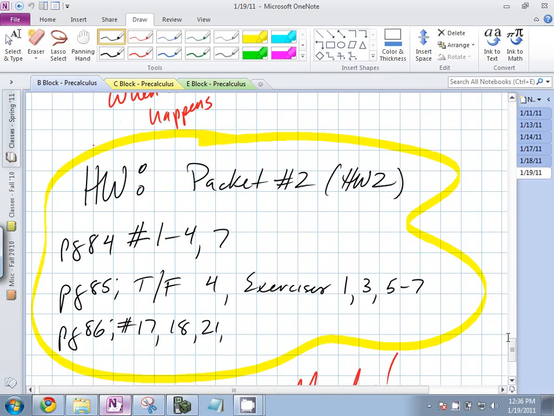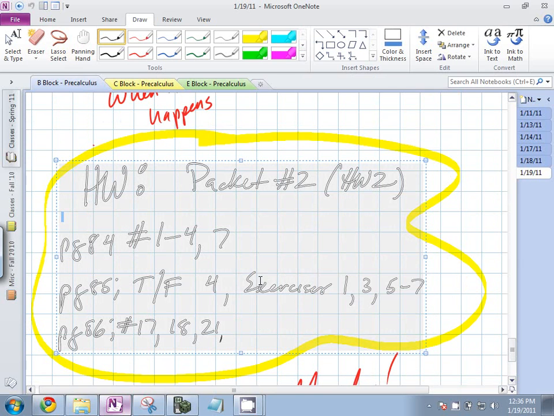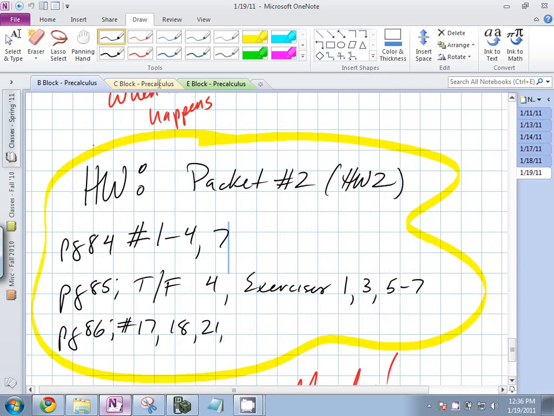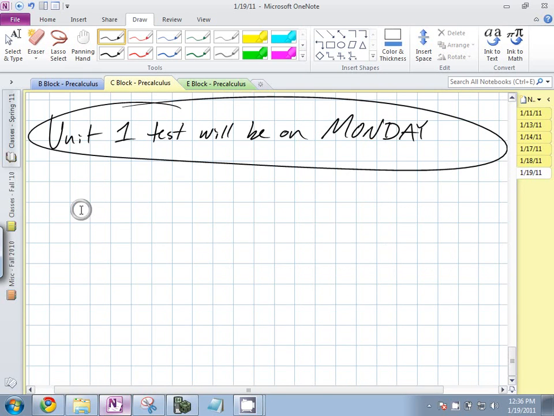So it's from this packet, the second one. The packet is also up in digital form in the homework folder, in the class folder, so if you ever don't have it and you need it. So these are the questions you're going to be working on.